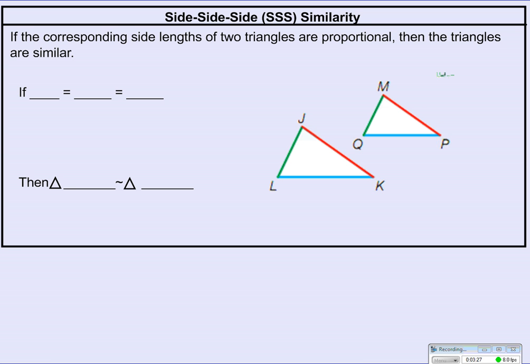Now, side, side, side. This is different than side, side, side for congruence. It's going to be completely proportional. So if I say JL over MQ is congruent to JK over MP is congruent to QP over LK, then my triangles are similar.